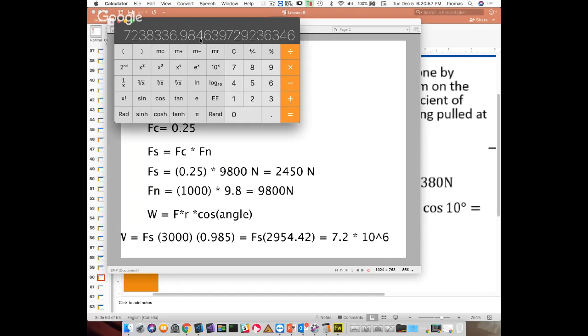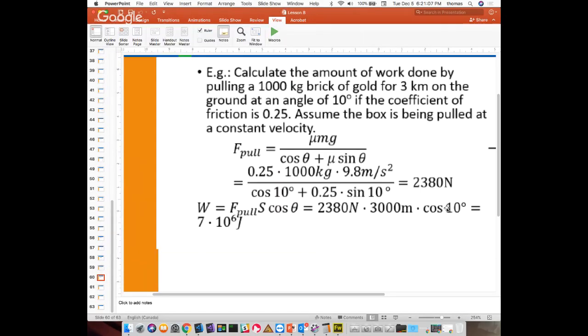But it's close. Any questions around that? It's not as confusing as it looks, believe me. It's just trying to figure out, when you look at the problem, how to break it down into its component parts. All right, that's this one.